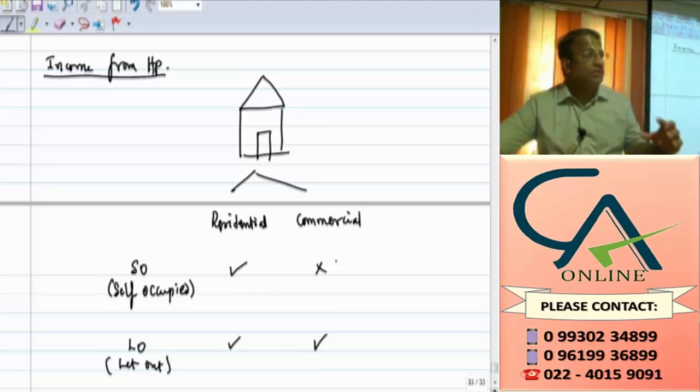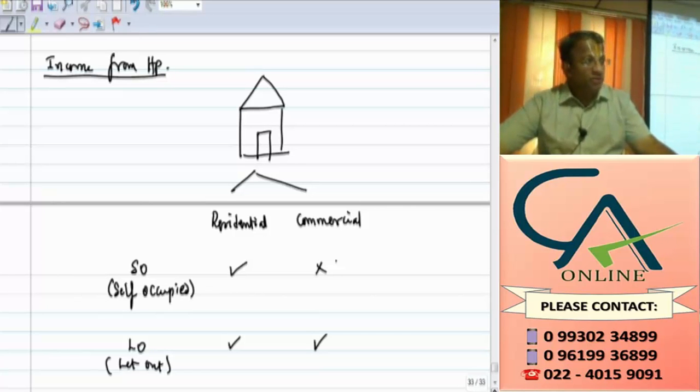So, you have a 1000 square feet house. Let us assume you are putting up an advertisement. You are not giving the rental value by yourself as an owner. You are putting up an advertisement in T Nagar, Krishna Swami Street, 1000 square feet property. You got the rent.